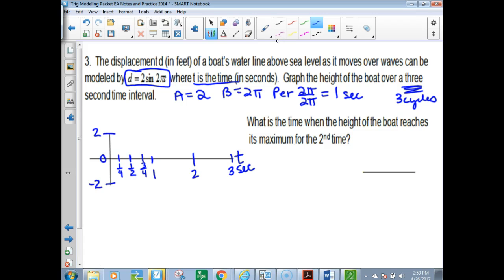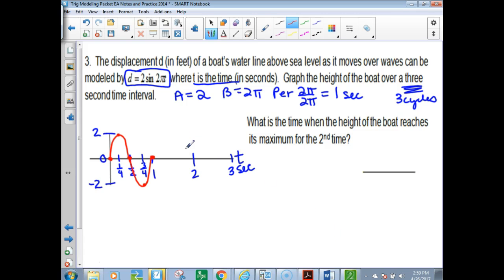All right, let's see. We're going to graph a sine wave, so that means we're going to be starting at 0, 0. We'll be going up to 1/4, 2, back to the center line, 0, 1/2, 0. Then at 3/4 seconds, we're at -2. And at 1 second, we're back to the center line, 0. All right, so there's 1 cycle.